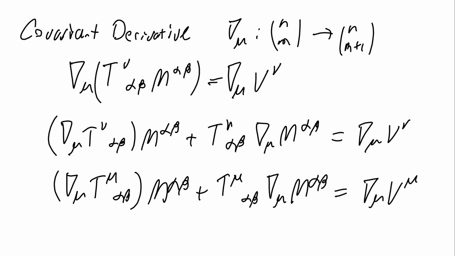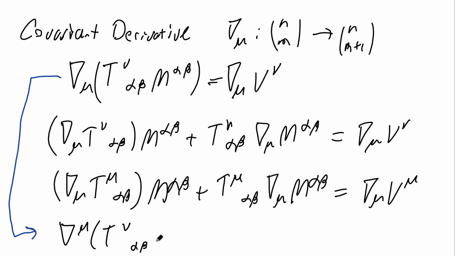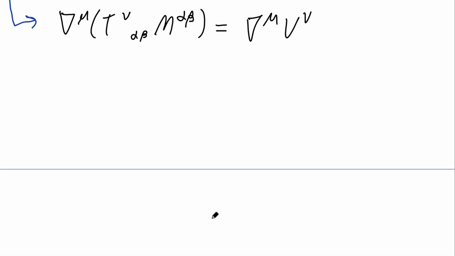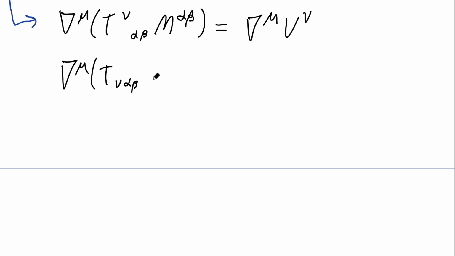We can raise and lower indices. So for example, returning to this equation, we can raise this index μ by multiplying by the inverse metric and wiring one index to the index μ, and we would have ∇^μ T^ν_{αβ} M^{αβ} equals ∇^μ V^ν. We can also raise and lower indices inside the covariant derivative. So for example, this equation is equivalent to ∇_μ T_{ν αβ} M^{αβ} equals ∇_μ V_ν.